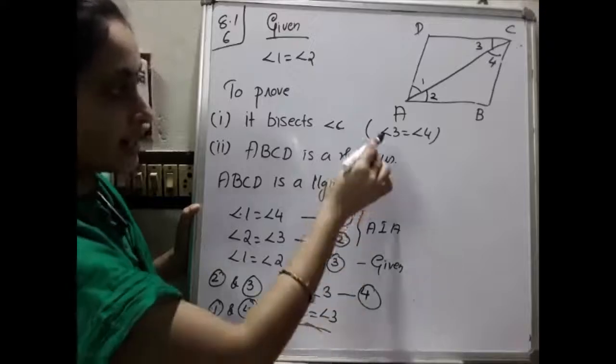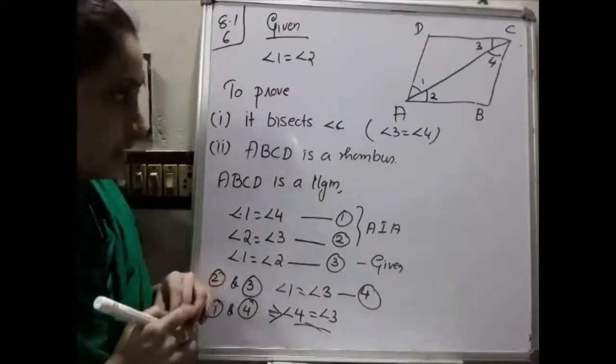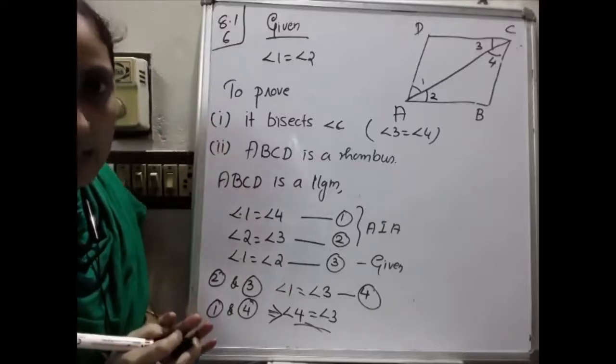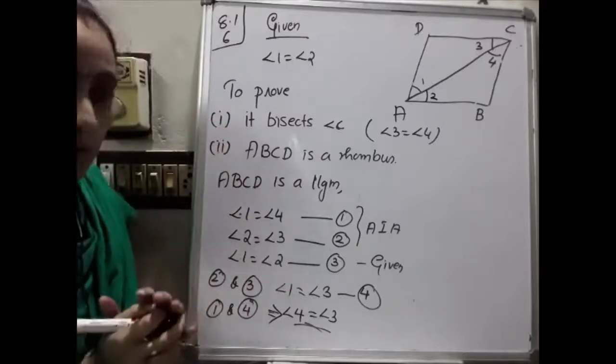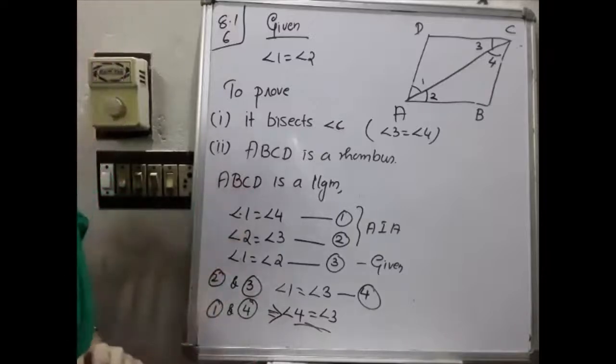That is the first condition. Angle 3 is equal to angle 4, or angle 4 is equal to angle 3. That is, it bisects angle C. This much only is the first proof. The second proof is very easy. So please write down up to this.